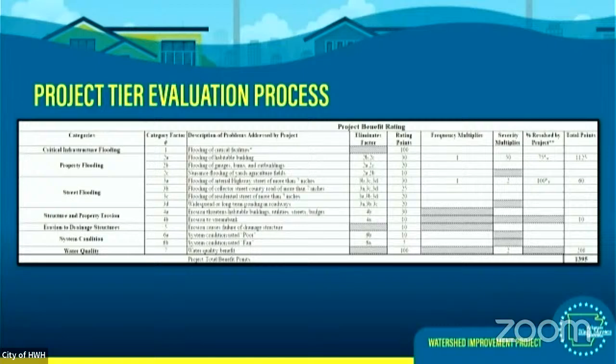Now, project tier evaluation. I don't know if you can see this good, but this goes back to the economics and the feasibility of it and the ranking. Each of the projects has to go through a process to get a number of where this project scores. Like you say, it's different categories. Here on the left-hand side, you can see the critical infrastructure flooding. Where does it rank? There's a number attributed to that: property flooding, street flooding, structure and property erosion. It's hard to explain this now graphically, but we're going through this to rank these projects that we develop. They come with a number, and that's how we determine where they will be ranked from a tier system.